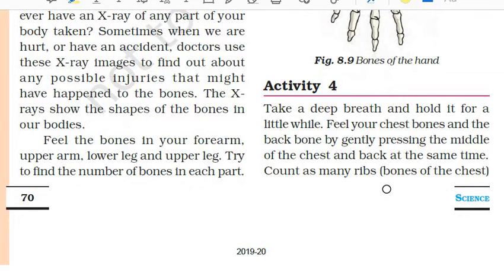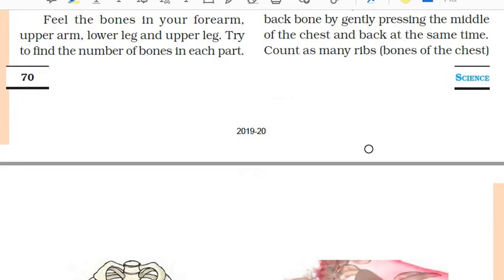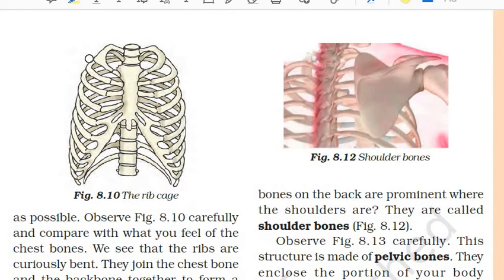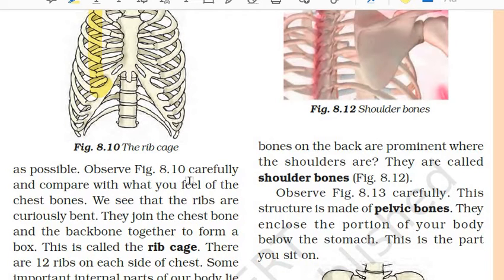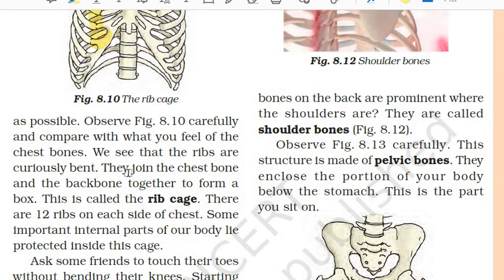So there is an activity 4, right? Take a deep breath and hold it for a little while. Feel your chest bone and back bone by gently pressing the middle of the chest and back at the same time. Count the ribs, right? Bones of the chest. So this is called the rib cage, right? Now observe figure 8.10 carefully and compare with your feeling of the chest bone. We see that the ribs are curved.